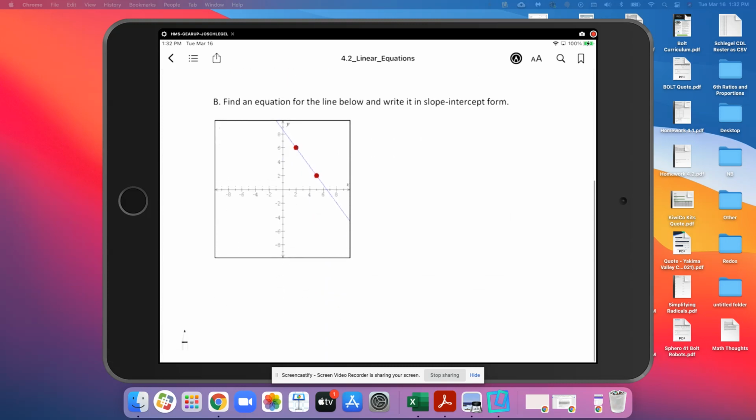All right, then, so for part B, we have a little bit more tricky situation going on here. We are not given the y-intercept, and you can tell there as you look at the graph that it doesn't cross at a whole number. So again, anytime we are not given the y-intercept, we need to use point slope form.